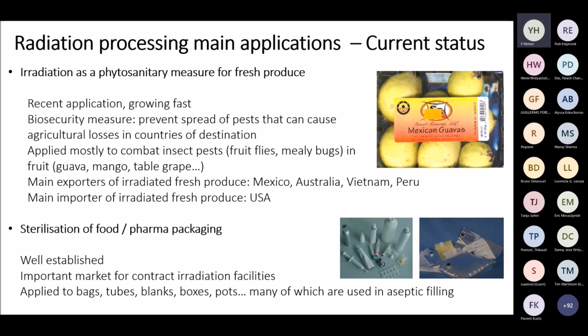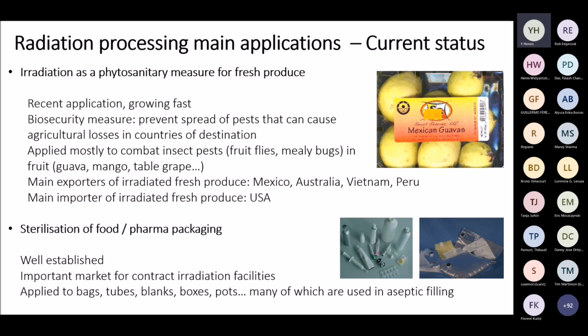And there it replaces chemical treatments, many pesticides that have been banned. They were used to kill various insect pests, so prevent their spread in the countries of the destination. And this is working well. And it shows again that consumers do buy irradiated food, because you see this guava here, Mexican guavas you can find in US supermarkets. There is no problem of consumer acceptance, really.